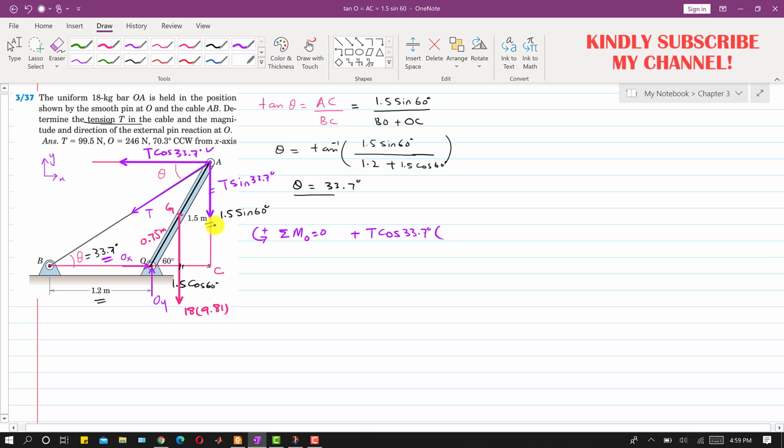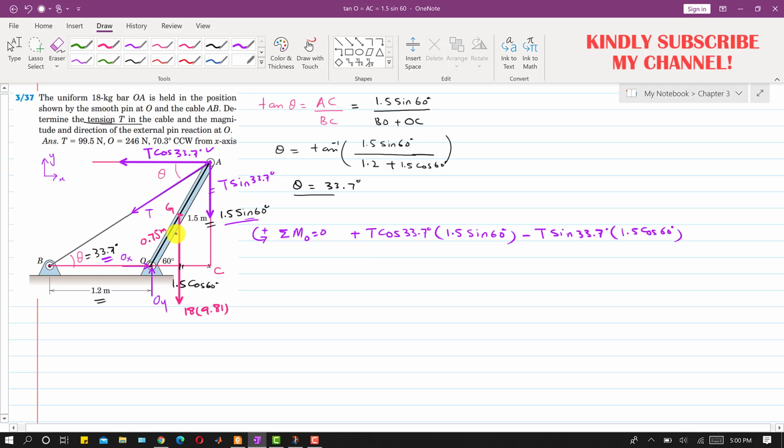This is the perpendicular distance. So this is 1.5 sine of 60 degrees. Similarly, this sine component is producing the clockwise moment about point O, so we will write minus T sine of 33.7 degrees, and the perpendicular distance of this sine component from point O is this OC, which is the cos component of this 1.5, right? So we can write that this is 1.5 cos of 60 degrees.